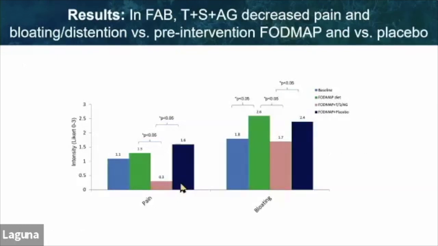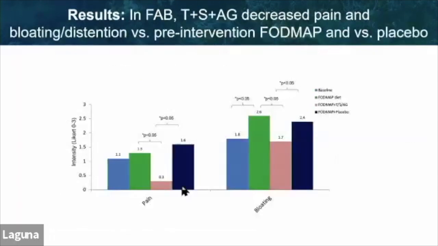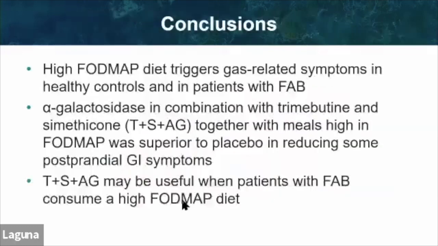And this is a figure that pretty much illustrates those findings. And so you can see here, you start with baseline, and then with a high FODMAP diet, there's an increase in pain intensity and an increase in bloating. And then in the pink bars, that is the high FODMAP diet with the active treatment. This reduced the increased intensity of pain and bloating. And that's also significantly different when compared to the placebo, which is shown in the dark blue.